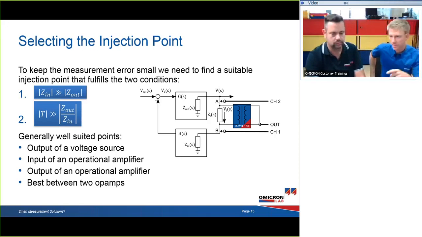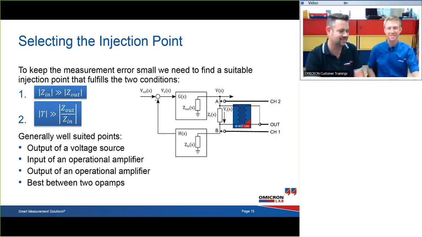Mm-hmm. And something that's visible from here is that you do not necessarily need to inject directly at the output of the converter. Because this is something customers ask us quite often. What do I do if I have an 800 volt DC to DC converter with 200 kilowatt? How can I connect the Bode 100 to it? And of course, please not at the 800 volts and 200 kilowatts. You won't be able to modulate that a lot with our 20 milliwatt power source.